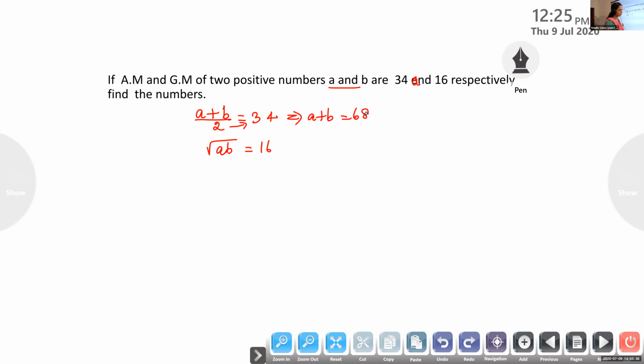Is it clear? Now last year we have learned some identities. What is (a plus b) the whole square?